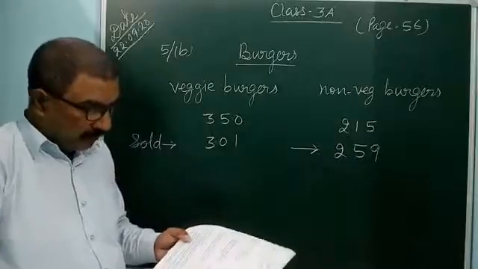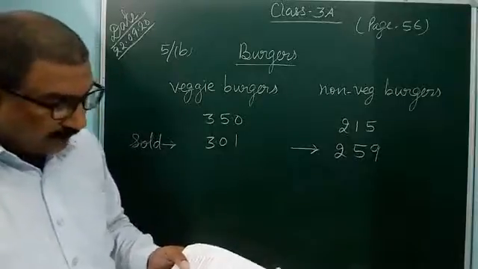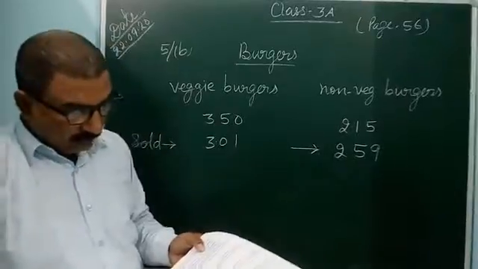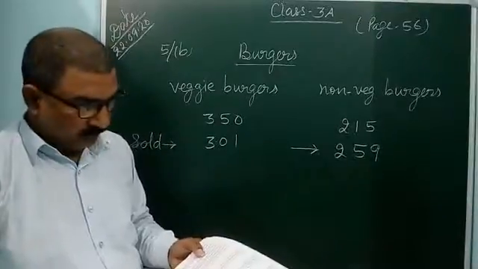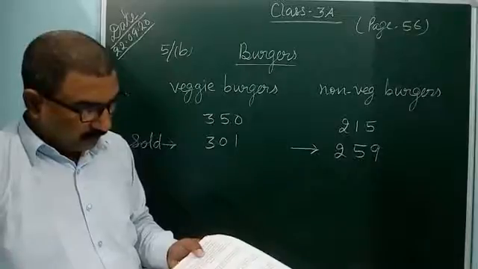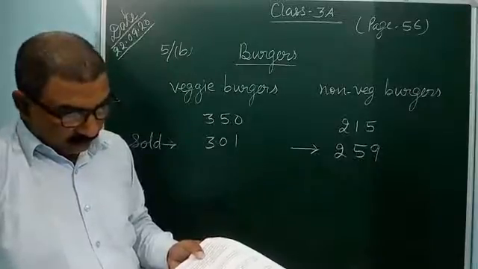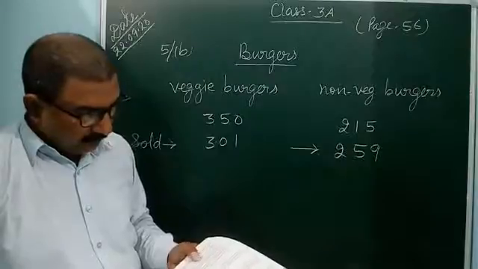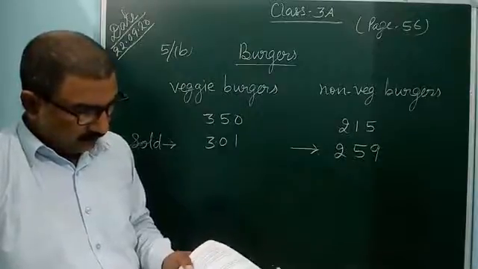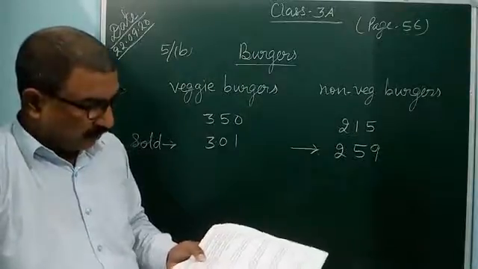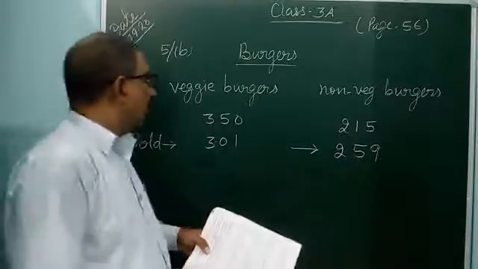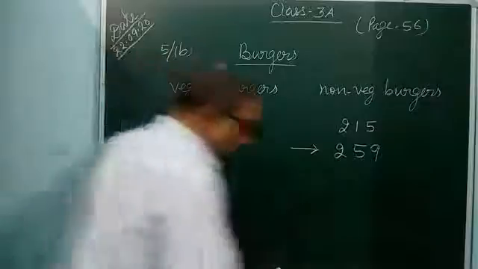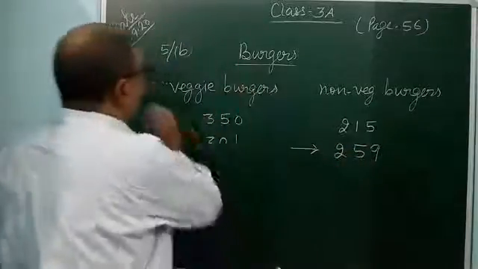Again, you can listen to the question. A shop sold 350 veg burgers and 215 non-veg burgers on Sunday. Take the total burgers. And it sold 301 veg burgers and 259 non-veg burgers on Monday. So Sunday and Monday, two conditions are there. So you can write like this also, burgers on Sunday and Monday.